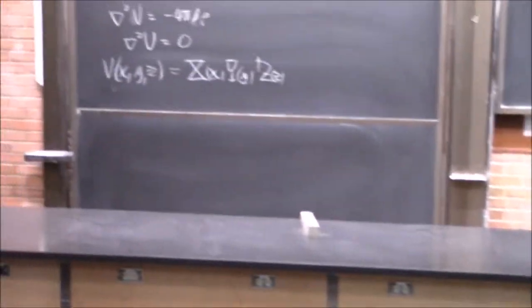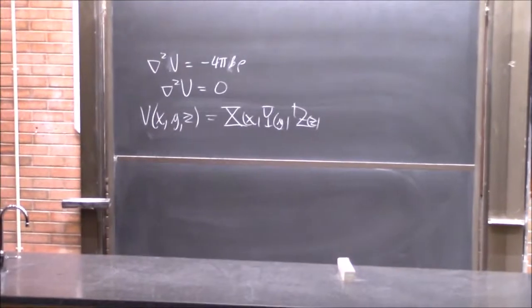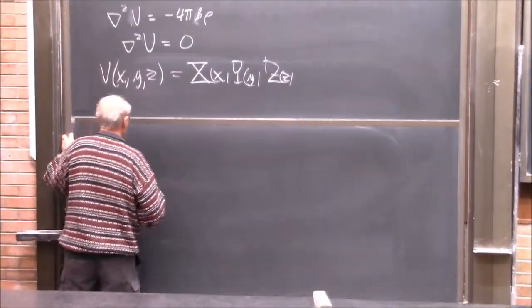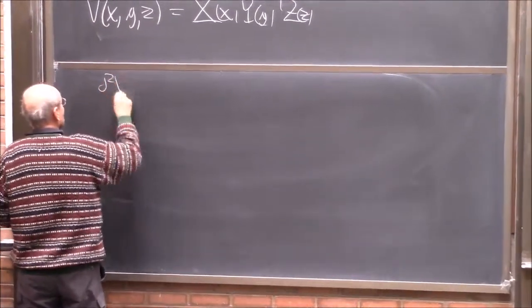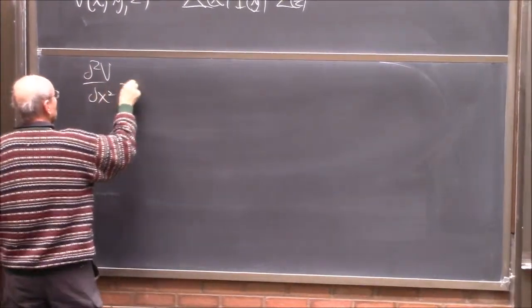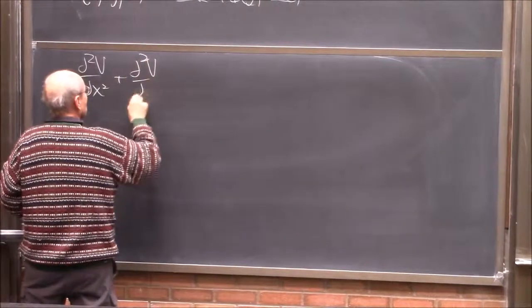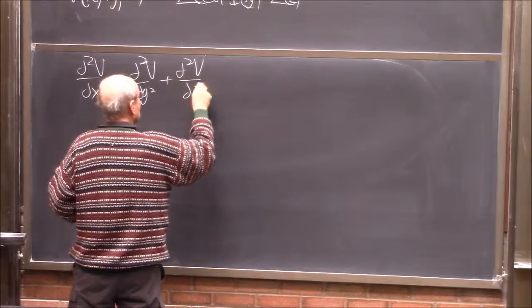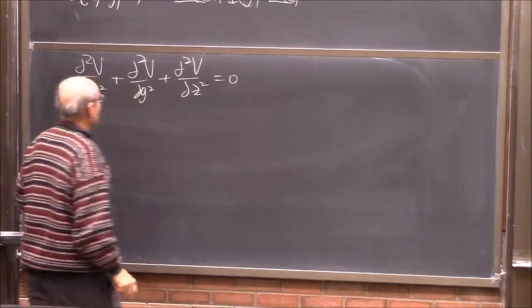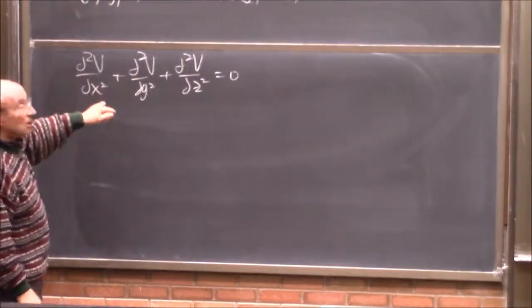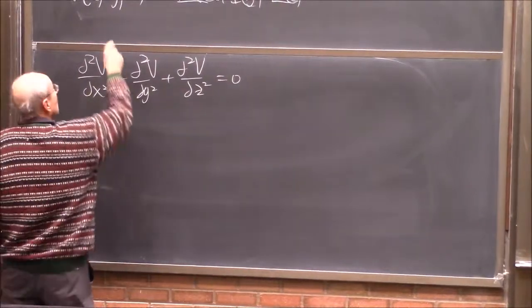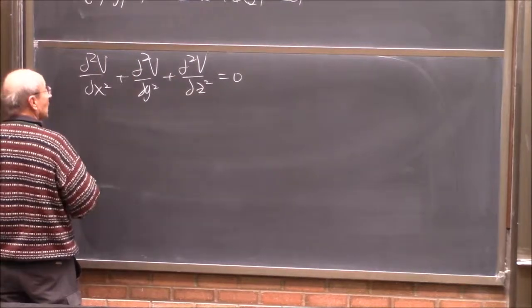Then, when we solved these equations, this became d squared v dx squared plus d squared v dy squared plus d squared v dz squared is equal to 0. That's just writing del squared in terms of Cartesian coordinates. And then we tried that. We guessed that would work.